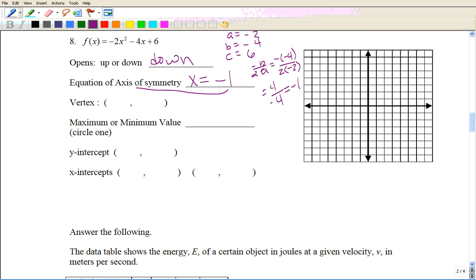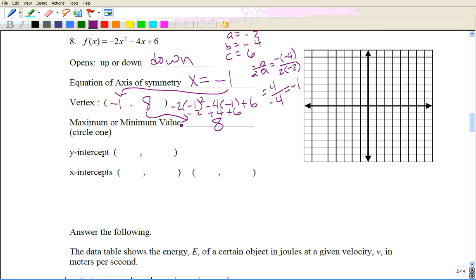Because we know that x value, we're going to put that here at negative 1. For the y value, we plug in negative 1, so we'll have negative 2 times negative 1 squared minus 4 times negative 1 plus 6. And we get positive 8. Negative 1 squared is positive 1. So 1 times negative 2 is negative 2. Negative 4 times negative 1 is positive 4, and then plus 6. So that's 10 minus 2 is 8. So now that we know that 8 is the value, we can put that here in that blank.